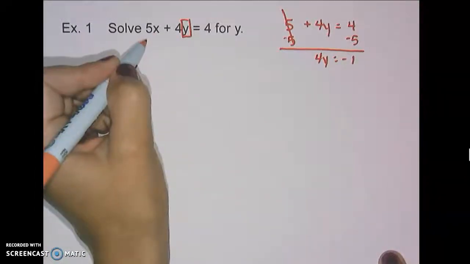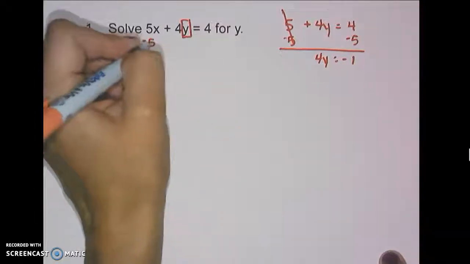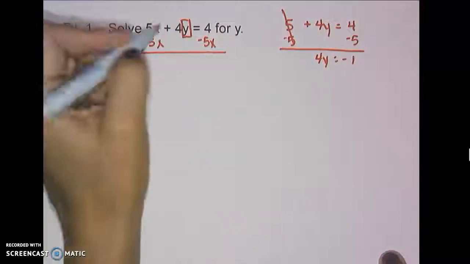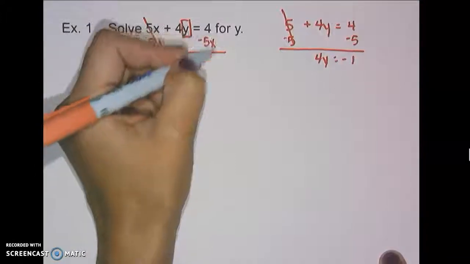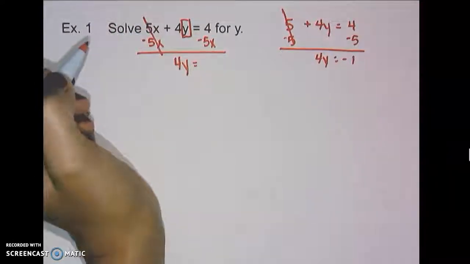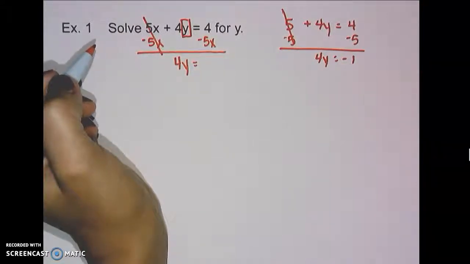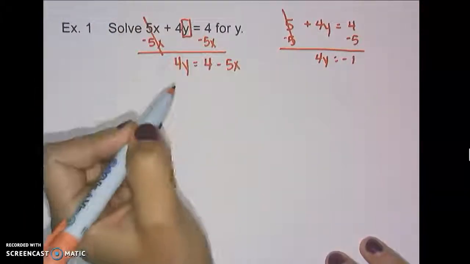Let's take a look and compare that same step over here. We're trying to get this 5x to the other side, so we're going to subtract 5x because that's the opposite or inverse operation. Those go away. We're left with 4y equals. Are 4 and negative 5x like terms, though? No, they're not. So you can either write 4 minus 5x or negative 5x plus 4. Doesn't matter at all. I'll just go ahead and write it as 4 minus 5x.